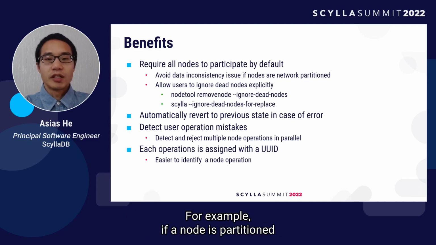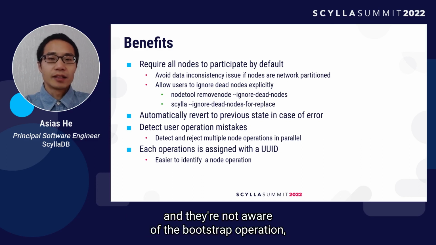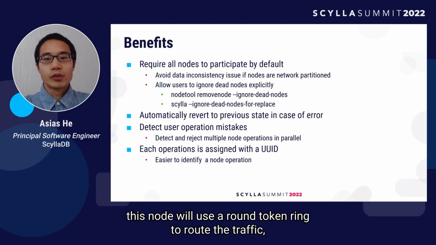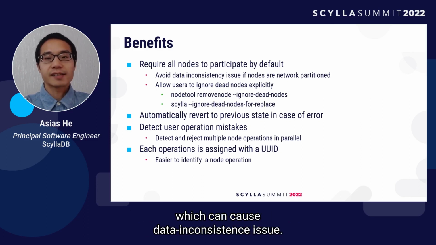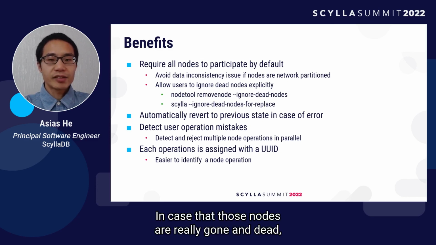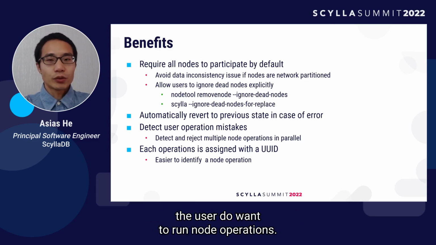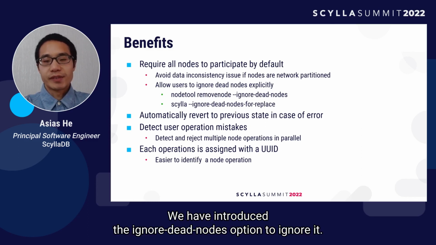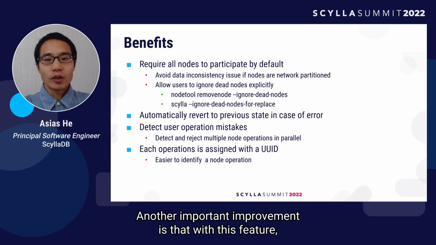For example, if a node is partitioned and not aware of the bootstrap operation, this node will use the wrong token ring to route traffic, which can cause data inconsistency issues. In case the nodes are really gone and dead, and the user does want to run node operations, we have introduced the ignore dead nodes option to allow it.